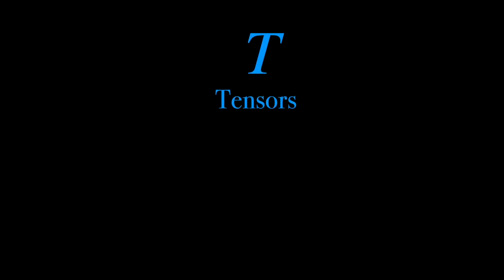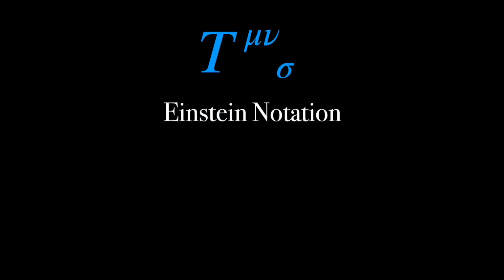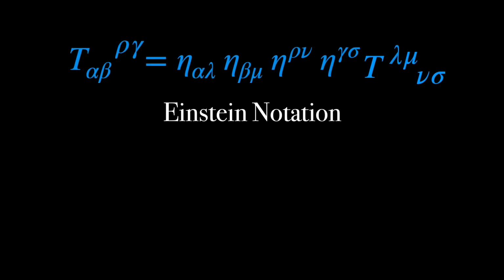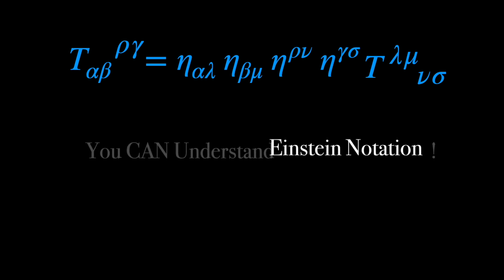The greatest source of confusion for many students studying tensors is Einstein notation. It quickly becomes a huge headache trying to keep track of all these superscripts and subscripts, not to mention trying to remember exactly how to raise and lower indices, or attempting to figure out what crazy equations like this could possibly mean. Here's the thing though, you actually can understand Einstein notation.